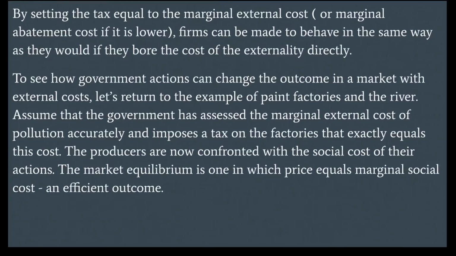By setting the tax equal to the marginal external cost, or marginal abatement cost if it is lower, firms can be made to behave in the same way as they would if they bore the cost of the externality directly. To see how government actions can change the outcome in the market with external cost, let's return to the example of paint factories and the river. Assume that the government has assessed the marginal external cost of pollution accurately and imposes a tax on the factories that exactly equals this cost. The producers are now confronted with the social cost of their actions. The market equilibrium is one in which price equals marginal social cost, an efficient outcome.